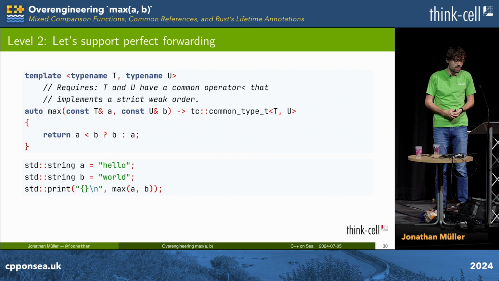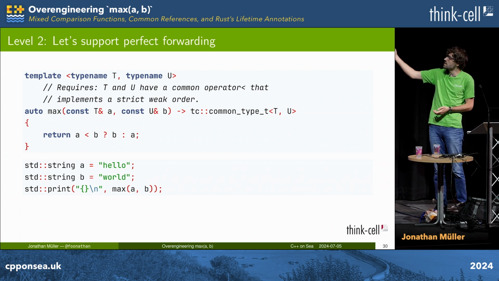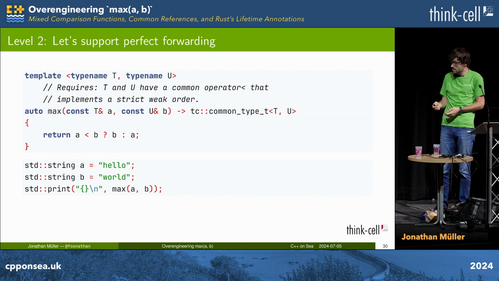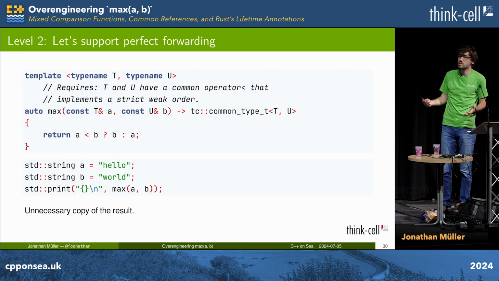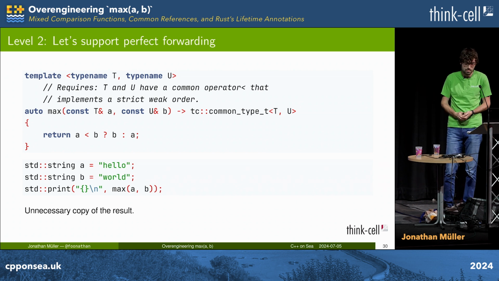We have run into a bit of a problem. It works, but it's not nice, because TC comment type, just like std comment type, is never a reference. So even though we're both passing 2 strings, we create an unnecessary copy. The function returns a prvalue, so we create an unnecessary copy of the string.